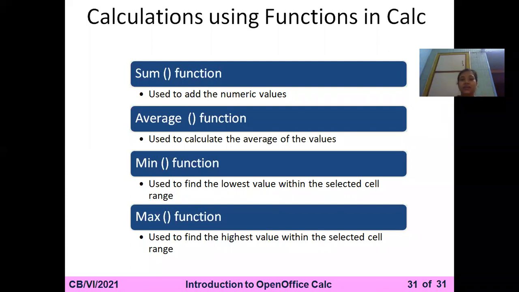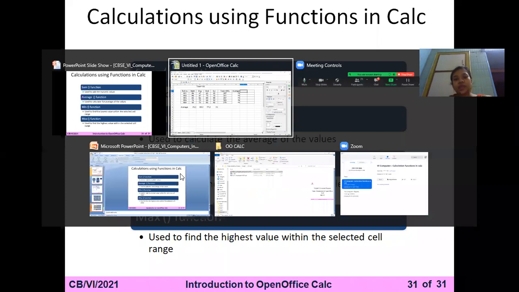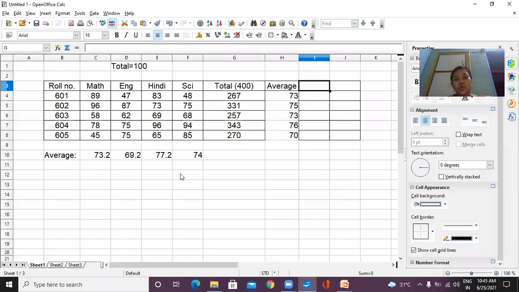That is 29. So for that purpose, there is a function developed in the CALC that is the minimum. That is used to find the lowest value in a cell range. So the next function is the minimum.